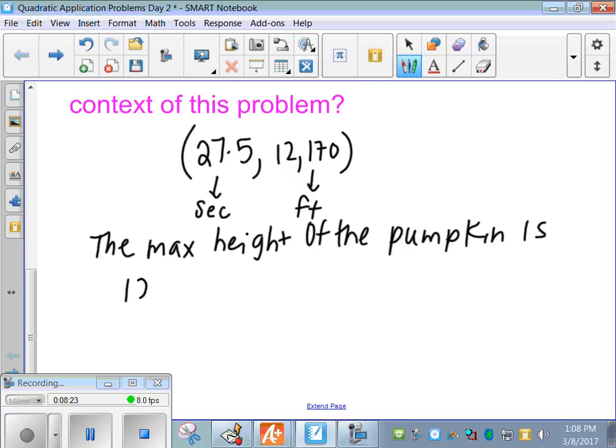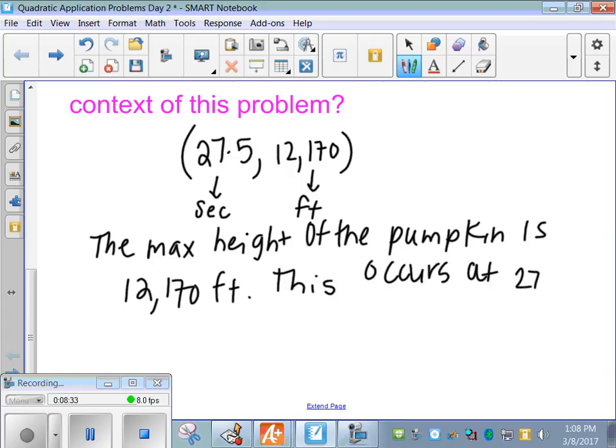is 12,170 feet. And then I want you to say this occurs or happens at 27.5 seconds. Okay? So when you explain what the maximum is, be sure you use units and be sure you state that the height is 12,170 feet or whatever it is, and then the time that it occurs, okay?